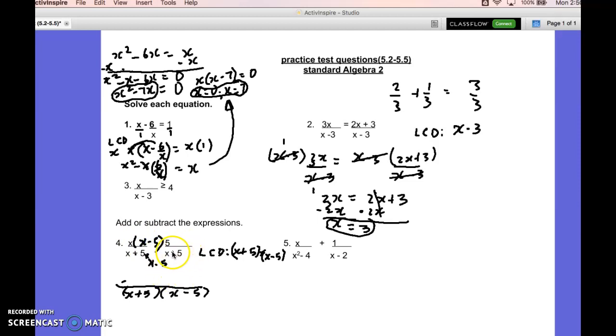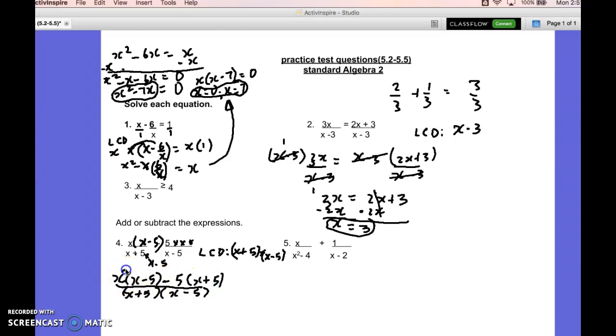And then we say x minus 5 times what will give me this? It has to be x plus 5. So x plus 5 times this, so it would be x. Alright, so we take this and we go x times x minus 5. There's a minus between them, and it should be 5 times x plus 5.